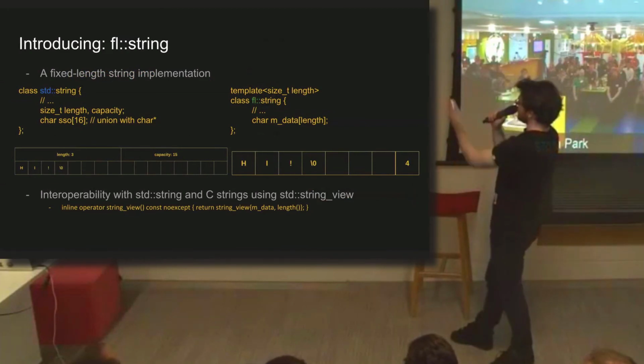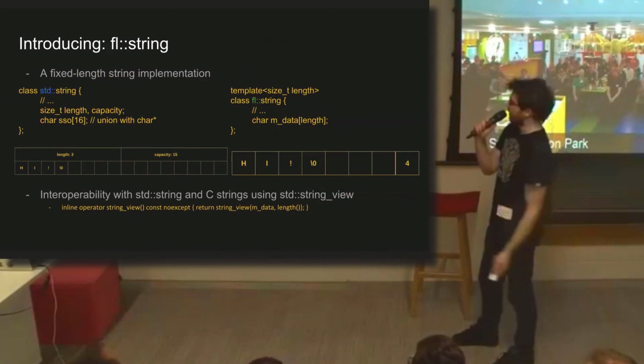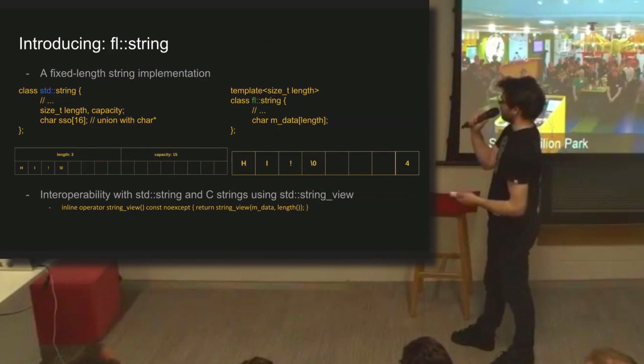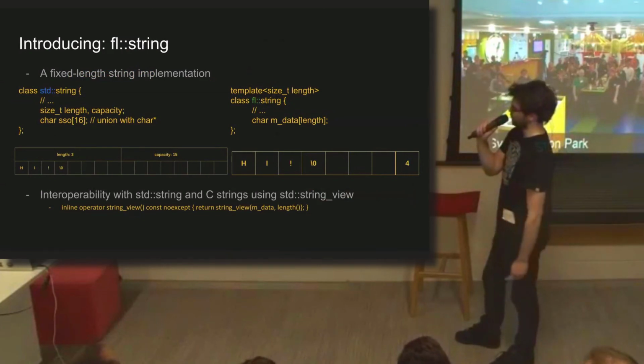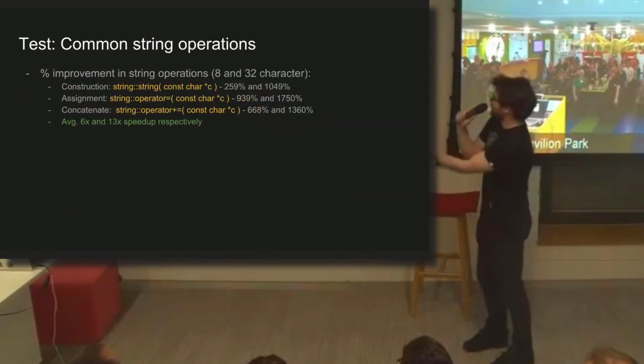So we have fixed length string, which has a static array of the character type of the length that you pass in at compile time through the template parameter, and you can simply maintain interoperability with standard string via string view. So let's have a look at this puppy.